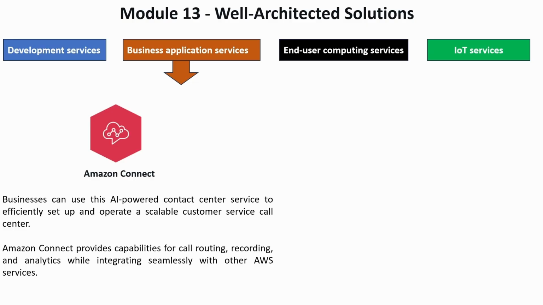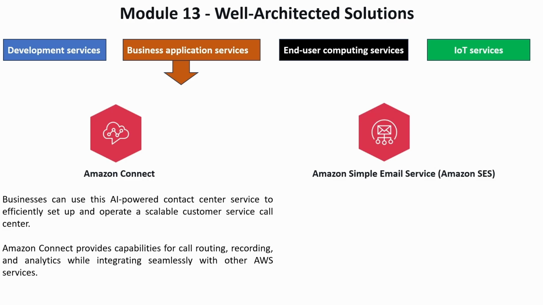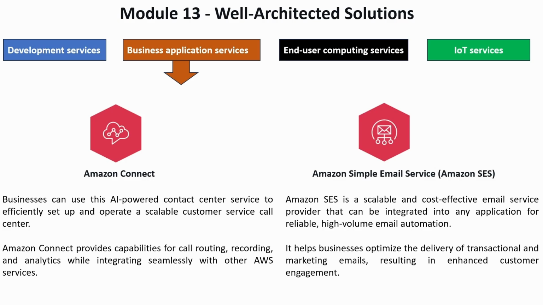And if you need to send a million emails without getting marked as spam, the AWS Simple Email Service is your best friend. It's built for high volume, reliable delivery. AWS SES is a scalable and cost-effective email service provider that can be integrated into any application for reliable, high volume email automation. It helps businesses optimize the delivery of transactional and marketing emails, resulting in enhanced customer engagement.